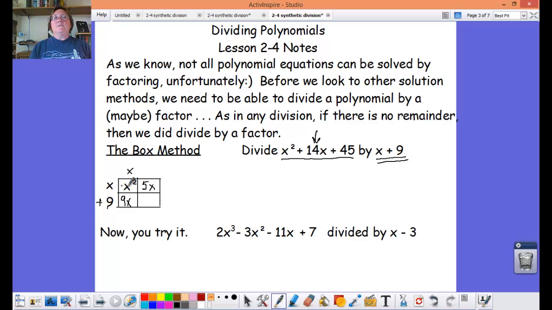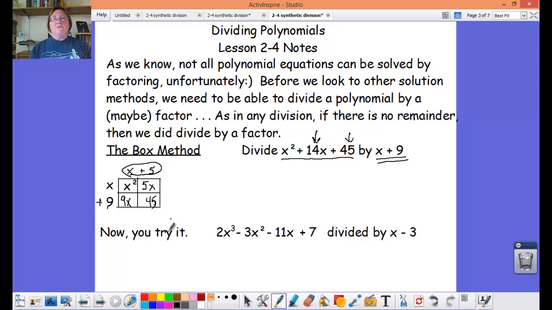All right, now we're back to a division step. If this is x and we need 5x, then this must be a plus 5 right here. It's the only way, 5 times x, that you can get that. Then you multiply down. 5 times 9 is 45. And is that what we were supposed to get for a constant? So we divided, and x plus 5 is indeed a factor of this quadratic.